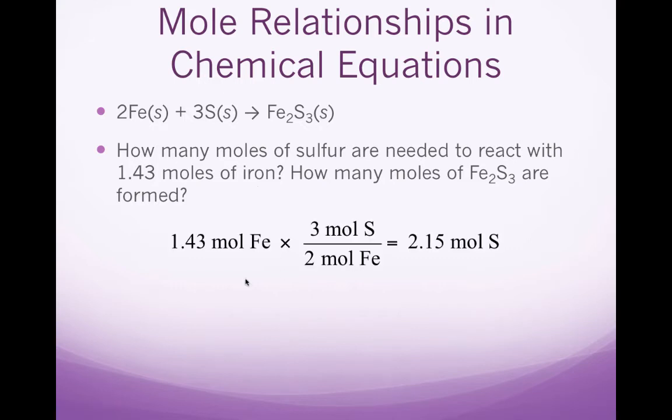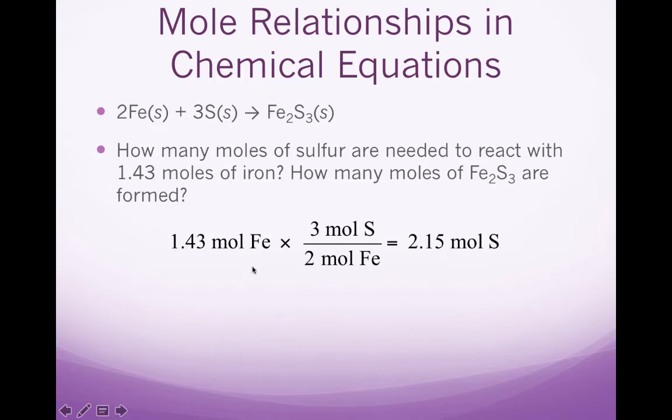Okay, so what I do is I start with what I know. If I have 1.43 moles of iron, my conversion factor are my molar coefficients from the balanced chemical equation. I want to get rid of moles of iron, so that goes on the bottom, and I want moles of sulfur, so that goes on top. I say 2 moles of iron for every 3 moles of sulfur, and those are just the coefficients from the chemical reaction. And I get 2.15 moles of sulfur. That's how many moles of sulfur I need to react with this many moles of iron.